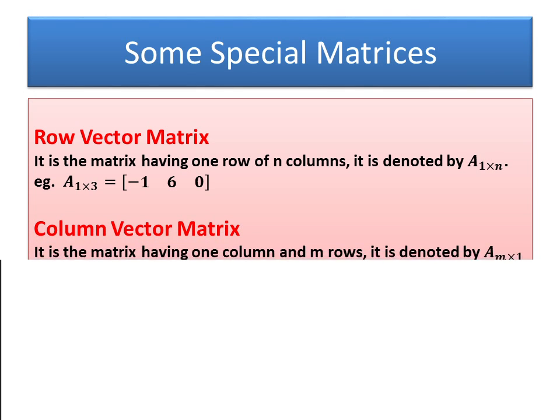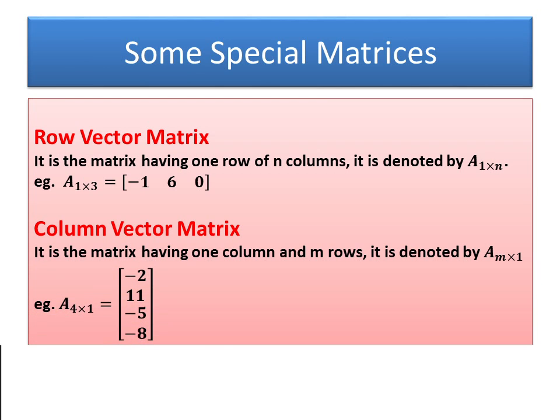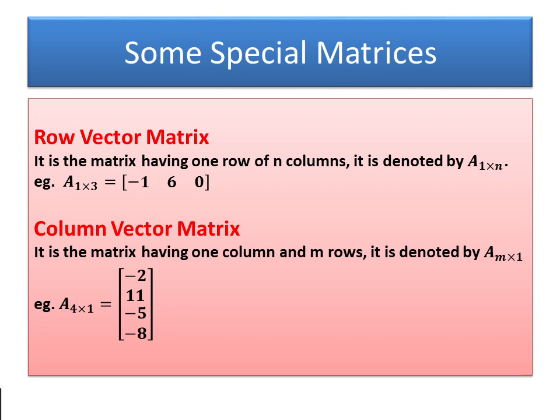Next, we come to the column vector matrix. It's a matrix having only 1 column and m rows. This is denoted by A sub m by 1. We see an example of A sub 4 by 1. This is equal to minus 2, 11, minus 5, minus 8, all arranged in 1 column with 4 rows.